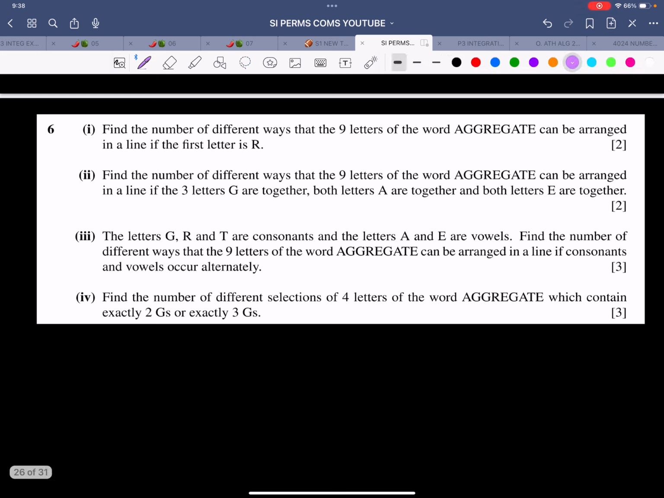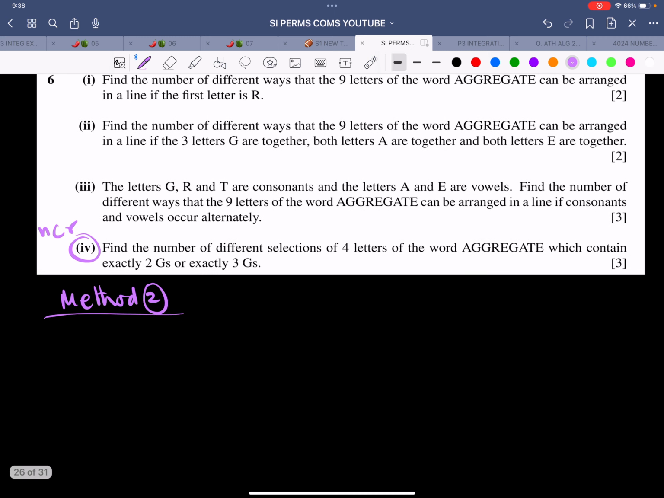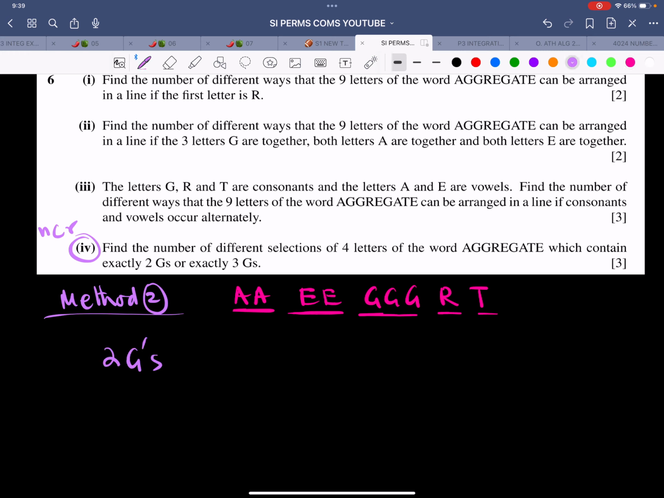So now method 2 of part 4. So this is combination nCr. Method number 2, that is we have, let me write it out. We have double A and then we have double E. We have 3 G's. We have R, we have T. So double A, double E, 3 G's, R and T. Now first of all, if I am interested in 2 G's, that means I'll just pick 2 out of here. I have an A, I have an E, I have an R, I have a T. I have double A actually, double E, R and T.